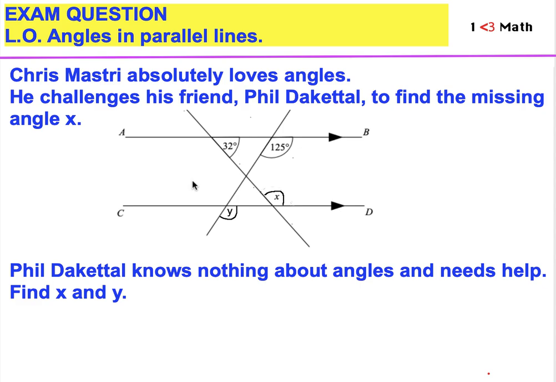We have an exam style question here dealing with angles in parallel lines. Chris Mastery absolutely loves angles and he challenges his friend Phil the Kettle to find the missing angle X and also the missing angle Y. Now, Phil the Kettle knows nothing about angles and he needs help. So you need to help him find X and Y. Now, if you would like to have a go at this, please pause the video now before I go through the solution.